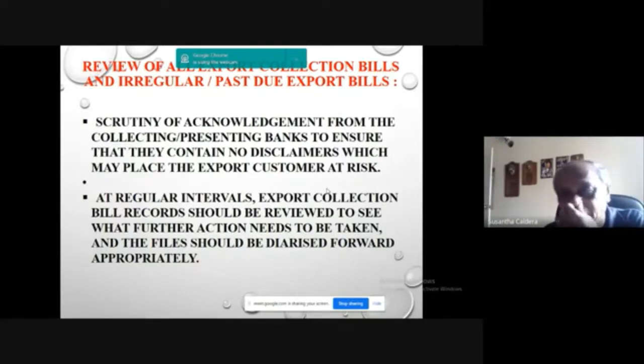Acknowledgement එක, right, those are simple mistakes you are doing, but ultimately not simple mistakes. At regular intervals, export collection bill records should be reviewed to see what further action needs to be taken, and the file should be directed forward appropriately. At regular intervals, we have to see the outstandings and then see what action you are going to take.